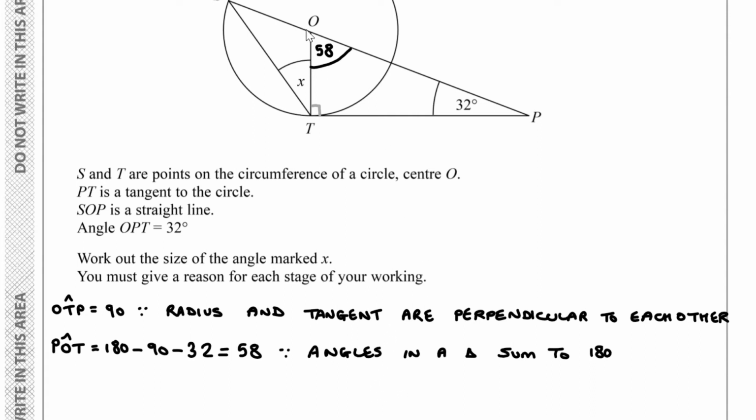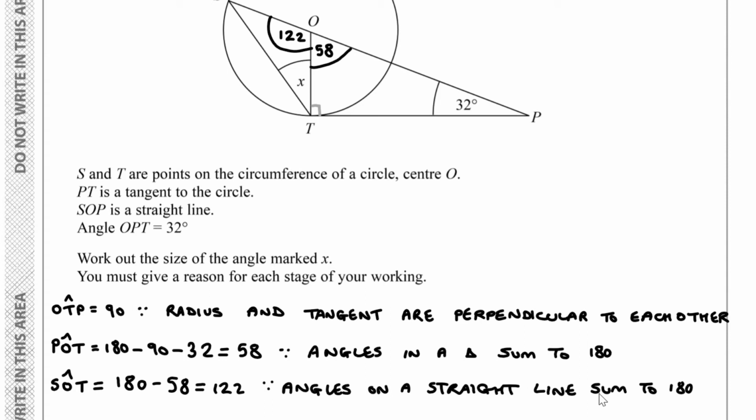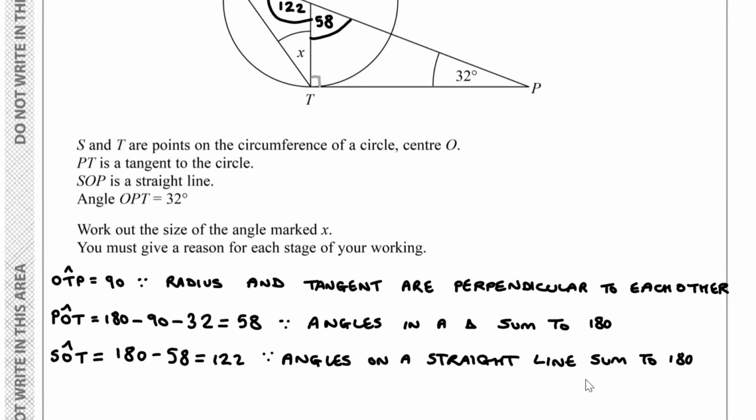Now with this we can find out the angle SOT, which is this angle here. So the angle SOT will equal 180 minus the 58, which is 122. The reason for that is we've got angles on a straight line which add up to 180. So let's just write this down. Angles on a straight line sum to 180.